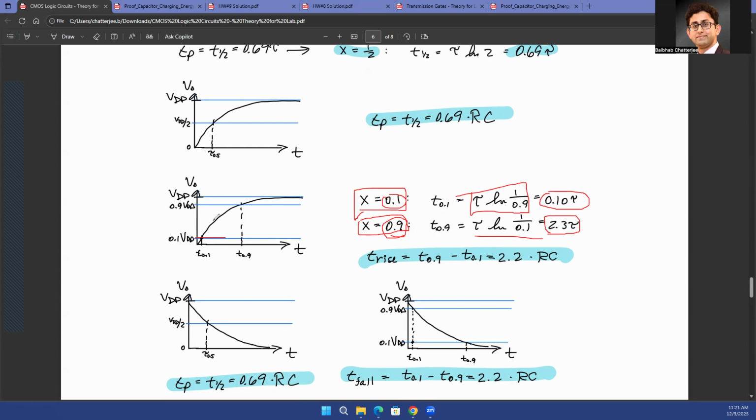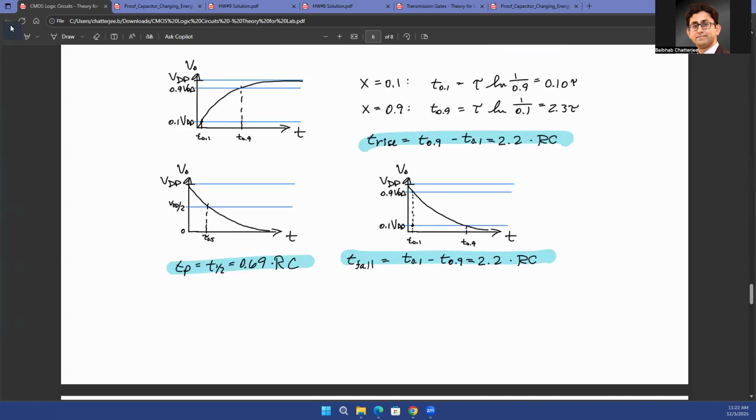So if you're interested in the 10% to 90% rise time, then you can define that as 2.2 times RC, which is nothing but 2.3 tau minus 0.1 tau. Similarly, you can figure out what would be your 20% to 80% rise time theoretically. In that case, just put x equal to 0.2 and x equal to 0.8 for 20 to 80%. And during discharging, you can do the same thing, and you will end up with the same equation, that your T fall is going to be 2.2 times RC.